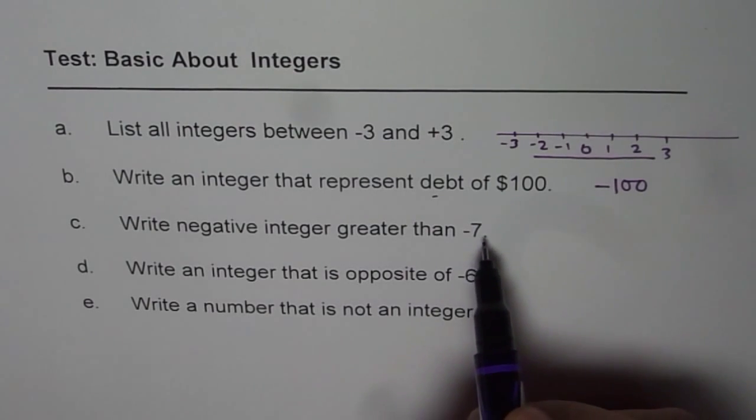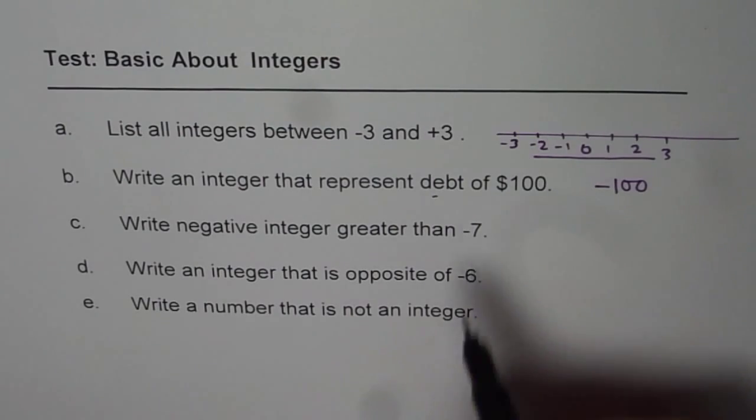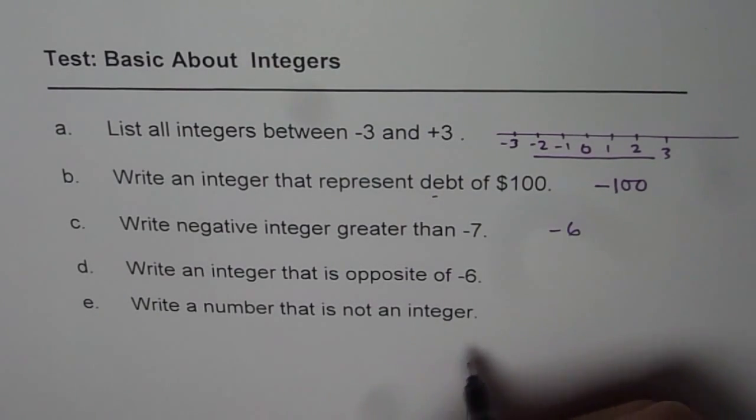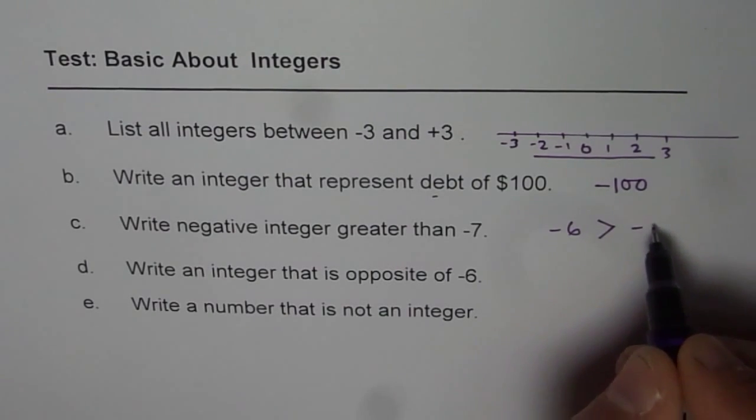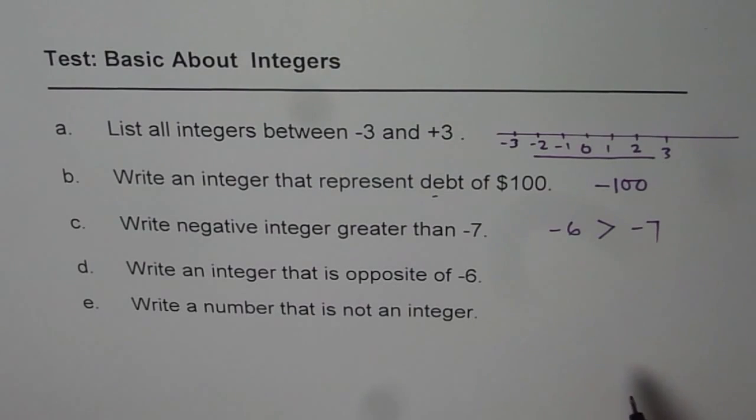Write negative integer greater than -7. So a number which is on the right side of -7 will be greater, right? So we could write -6, right? So -6 is greater than -7. We know -6 is greater than -7 since -6 is on the right side of -7 on a number line, correct?